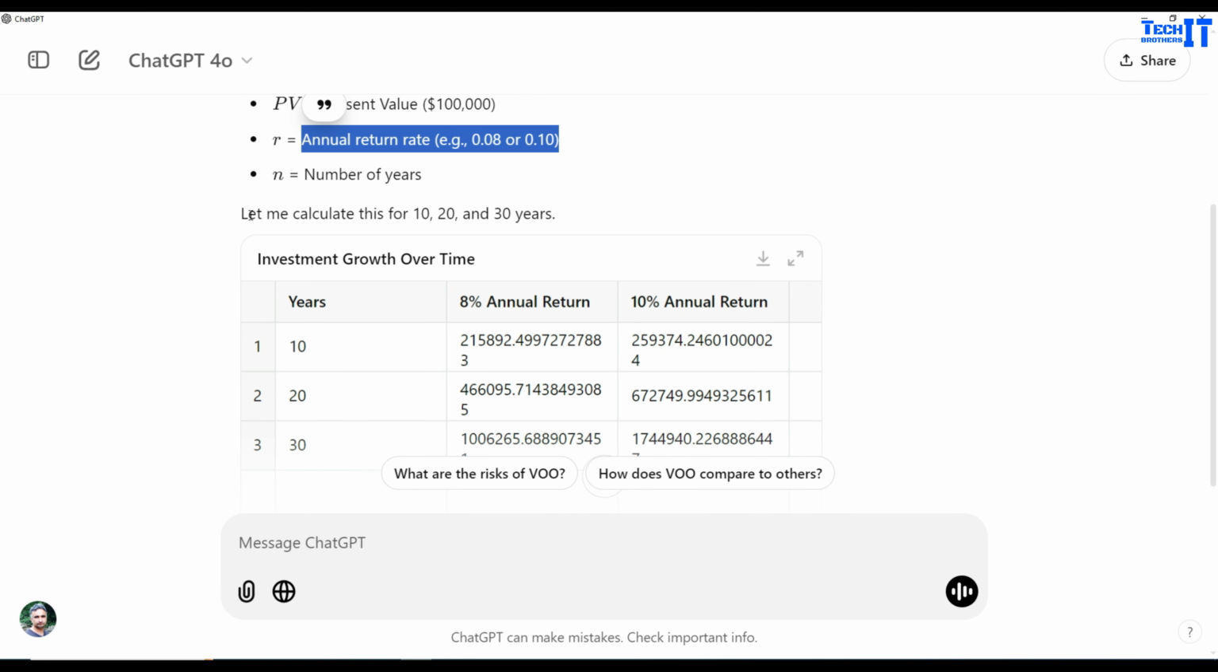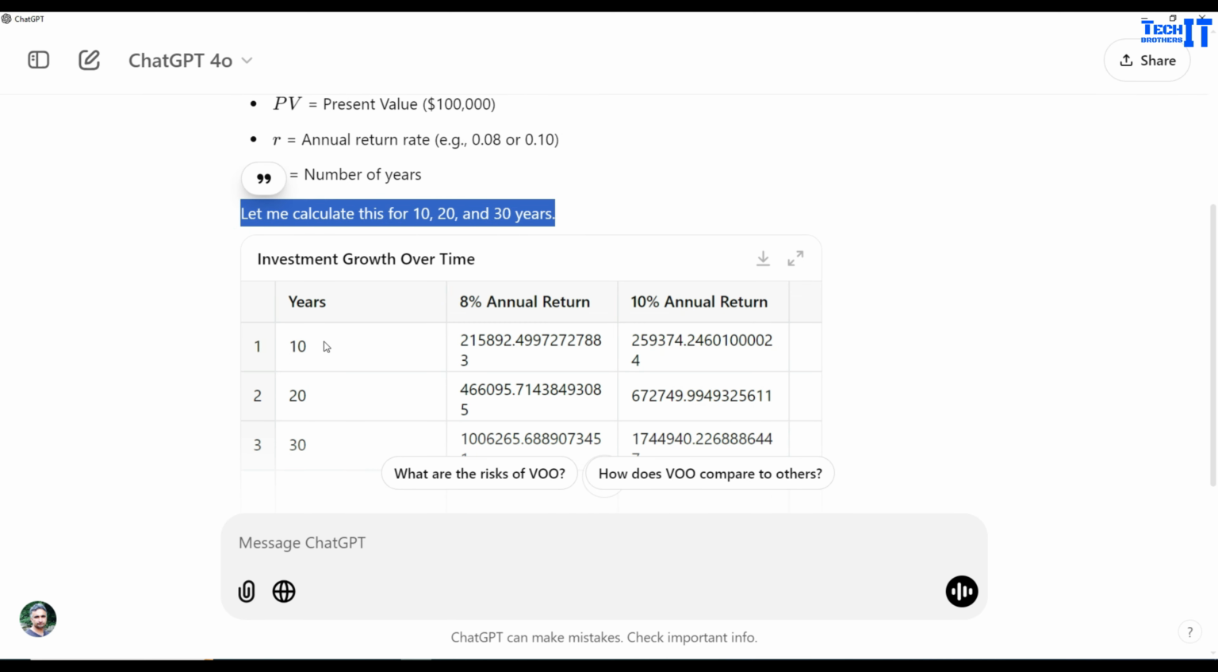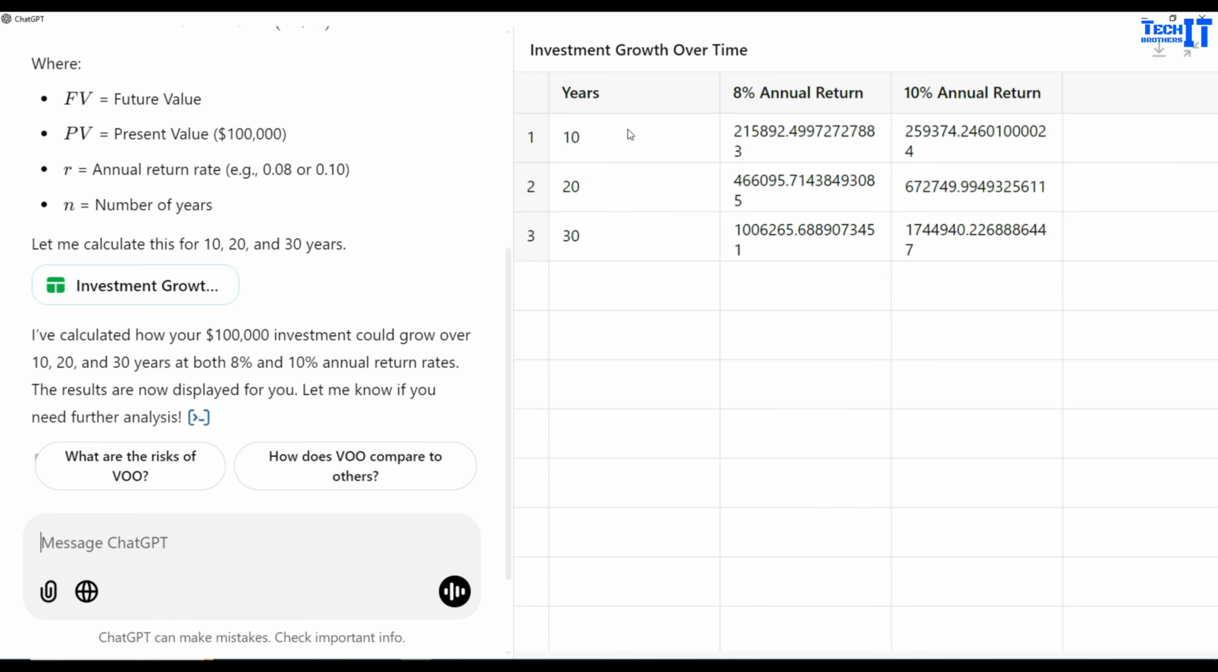Here it has put the table for us, for 10 years, 20 years and 30 years. We can expand this a little bit and take a look. With an 8% annual return, we will have $215,000 after 10 years, and $259,000 if the annual return is 10%. After 20 years, we will have $466,000 with 8%, and $672,000 with a 10% annual return.